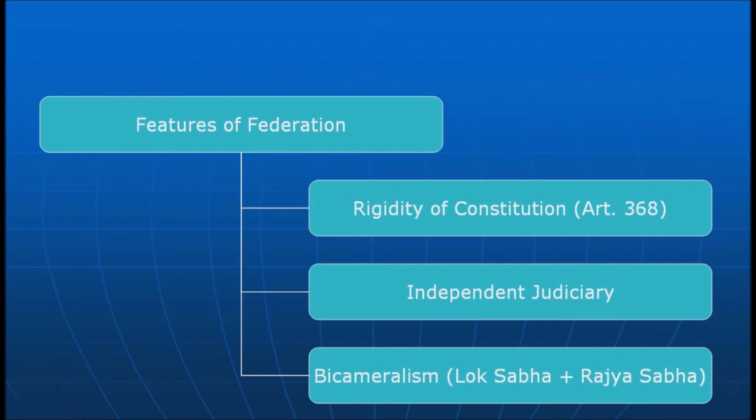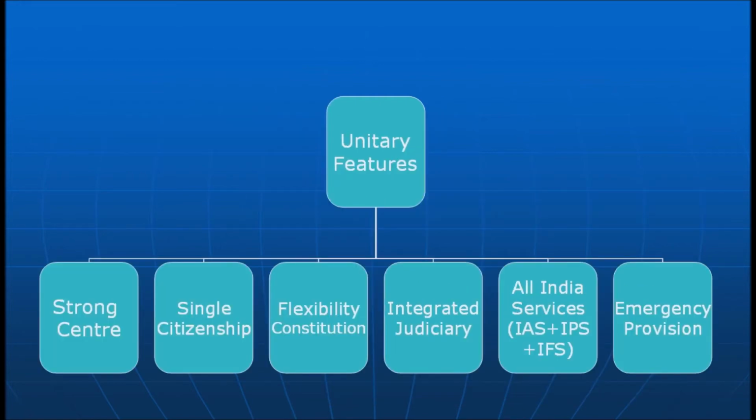Now there are some unitary features also in our constitution and in the Indian polity. The first is the strong center. There are some provisions by which the central government or the union government assumes more significance than the state government, especially during the time of emergency. Whenever an emergency is there in any state or in India as a whole, the central government becomes more powerful. Okay, and there are also some provisions which indicate the center is generally stronger than the state government.